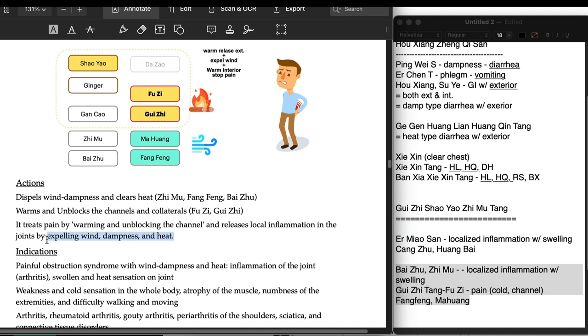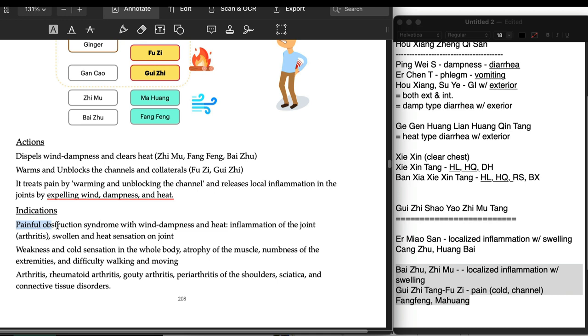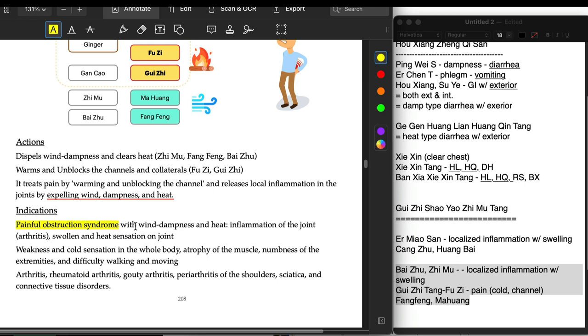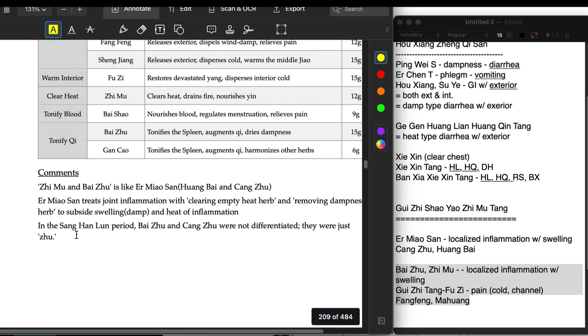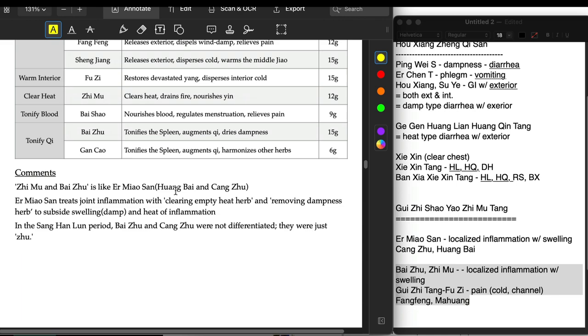Indication: B syndrome, painful obstruction syndrome. This is the main target, and cold sensation of the body. So it is a commonly used formula in the Sanghanun field for joint pain, arthralgia. Yeah, as I explained to you, Jimu and Baichu is just like Ermiaosan, Huangbai and Cangzhu.